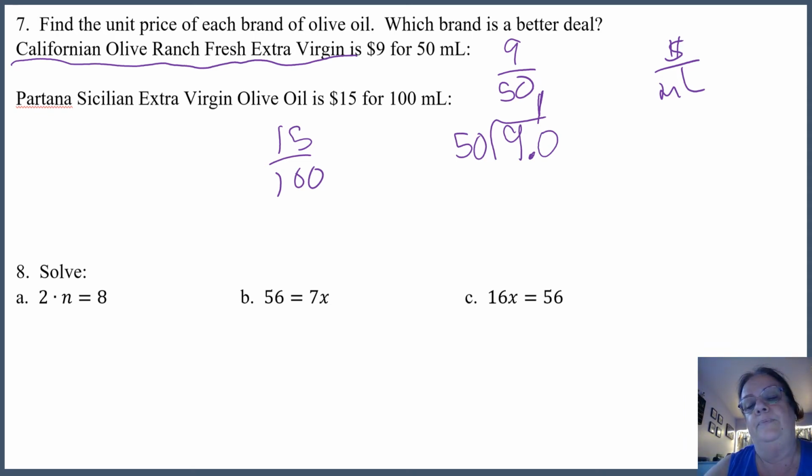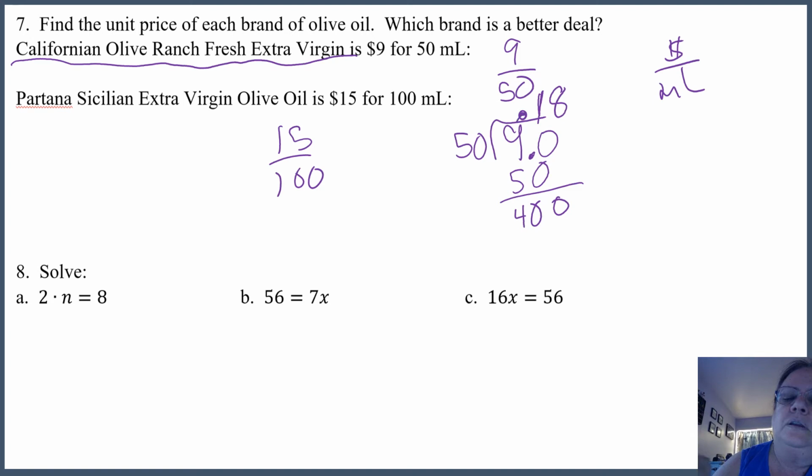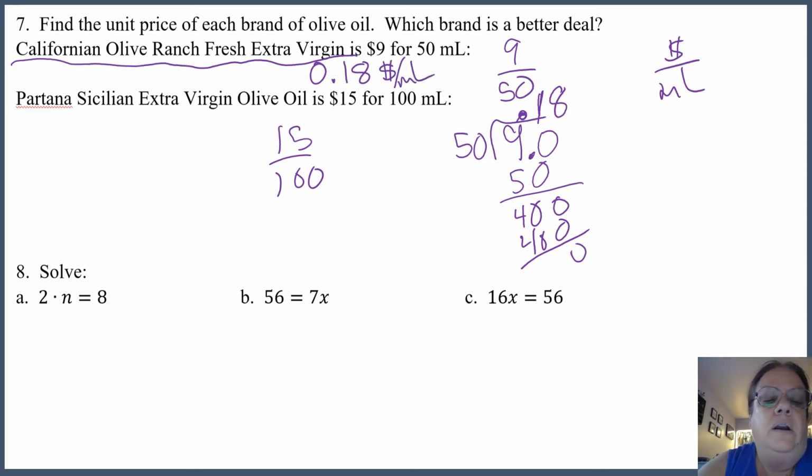All right. So that gives me 50. I subtract, and I have 40. Bring down another 0, 400. 50 goes into 400 8 times. And now I have 0, so I'm done. So the unit price for this is $0.18 per milliliter.